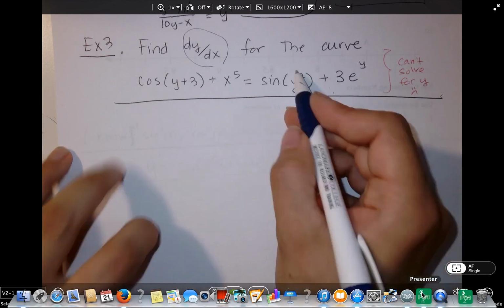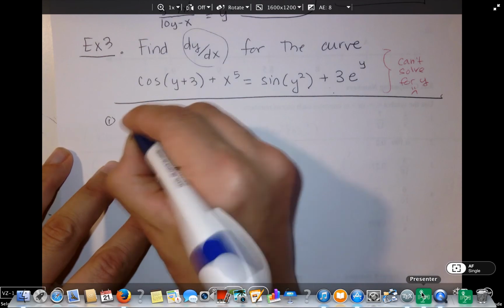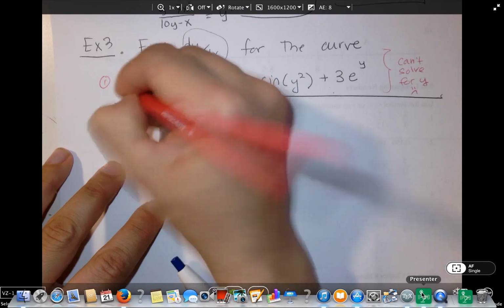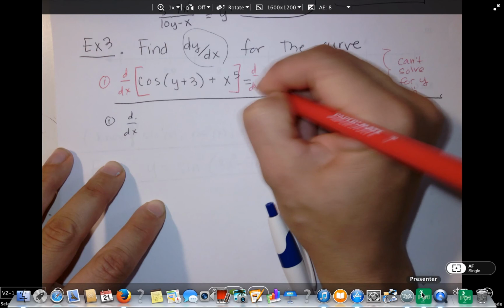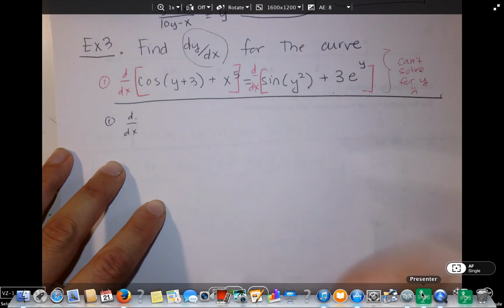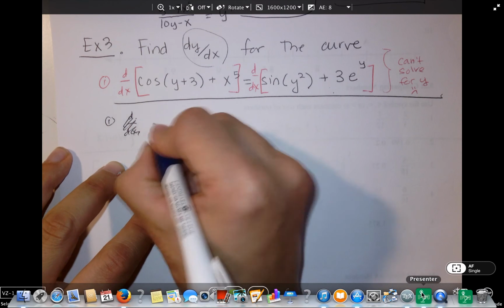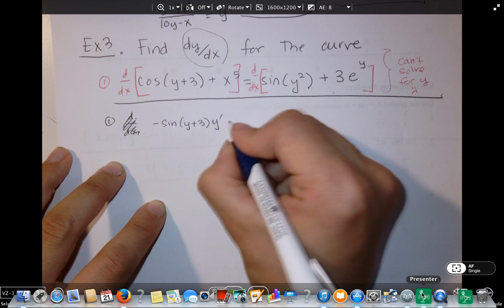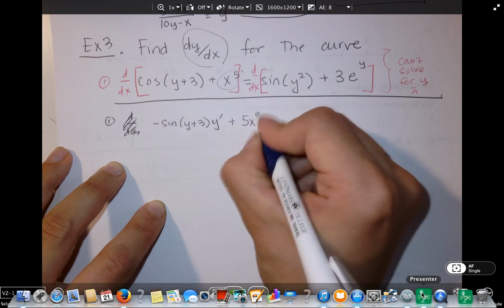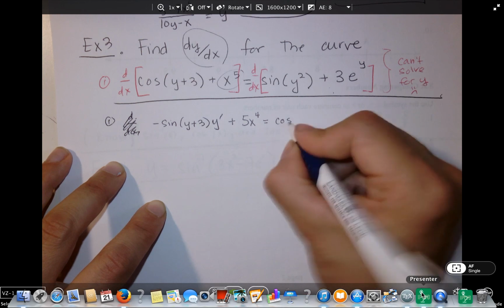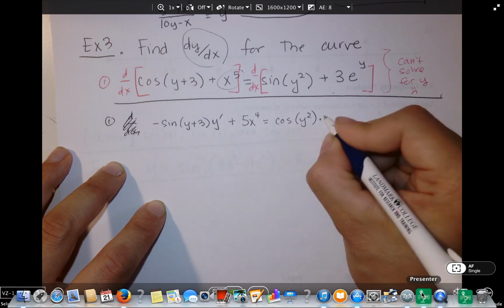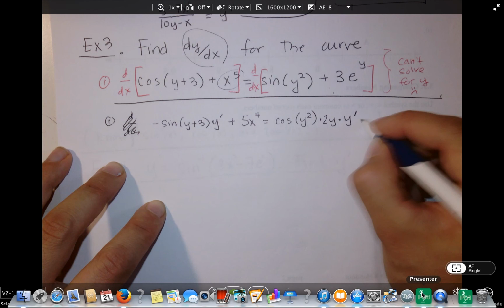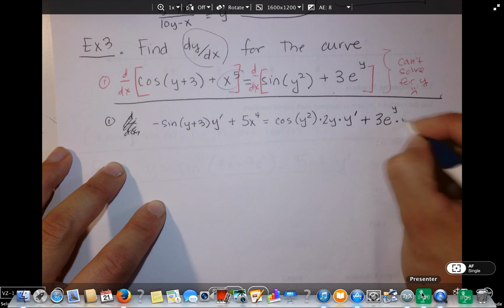Okay, so let's start this. Step 1, I take the derivative of both sides. Let me just write it up here, because I don't want to rewrite this whole thing. Okay, and then I end up with negative sine of y plus 3 times y prime, so I'm using the chain rule, plus 5x to the 4th cosine of y squared times 2y times y prime. So I had to use the chain rule twice there. Plus 3e to the y times y prime.